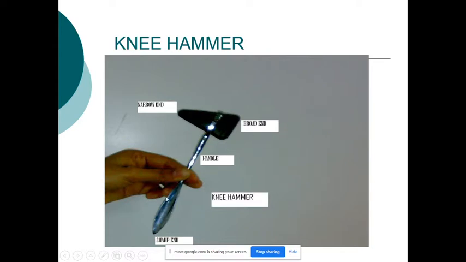This is the handle, and this is one particular model. In another model, in this area you will have a detachable joint. When you unscrew it, you will have a sharp end inside that is used for eliciting a plantar reflex. Or we can use our key also, a bike key or a car key. So this is the only instrument we are going to use in today's practicals.